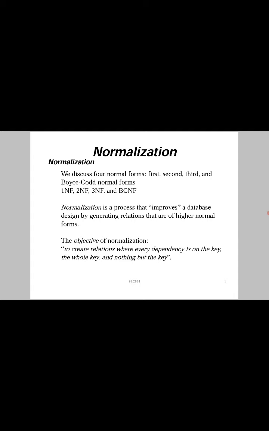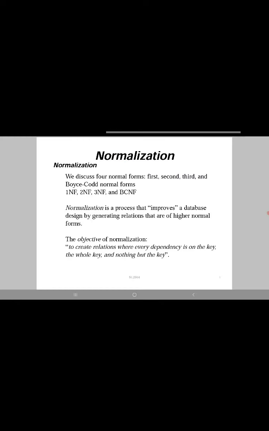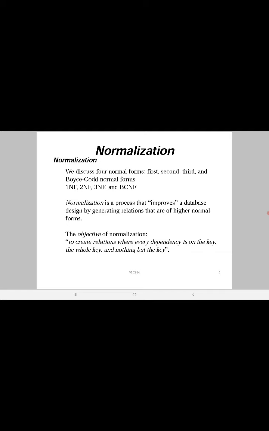What is normalization? Normalization means we discuss 4 normal forms: first, second, third and Boyce-Codd normal forms. They are also called as 1NF, 2NF, 3NF, and BCNF.